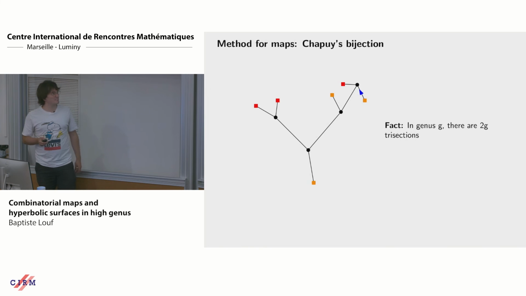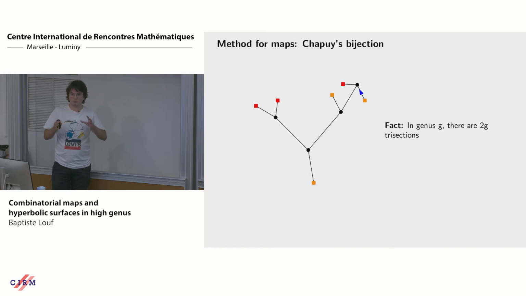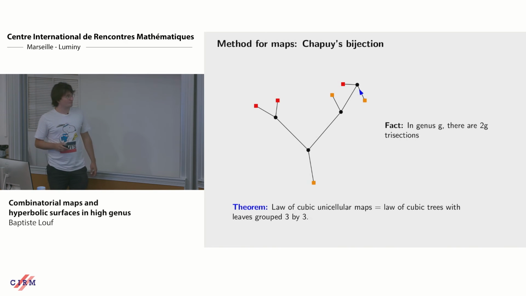It's not that hard, but not that easy to prove, so it's interesting. But the fact that there are 2G trisections means that in genus G, you always have the same number, whatever the map. So you have a certain sort of uniformity.